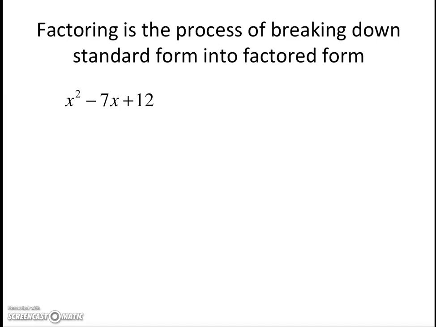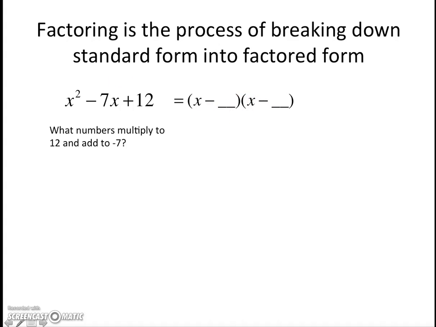And what we're going to do is the opposite of what we just did. So we're going to break it down. So first thing I know is when I multiply my first terms together, I need to get x squared. So I have x times x. And then when I multiply my last terms together, I'm going to need positive 12. And when I combine my inside and outside terms, I'm going to need negative 7, which means the symbols on the inside of my factored form are going to both be negatives.